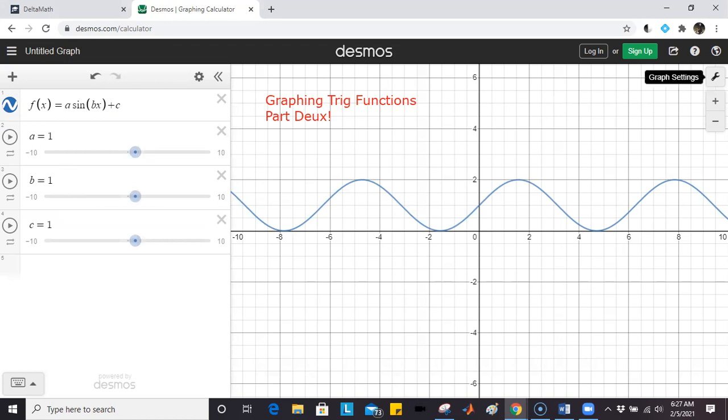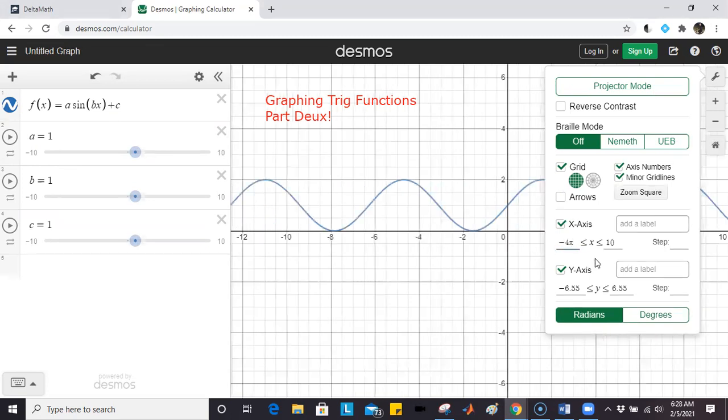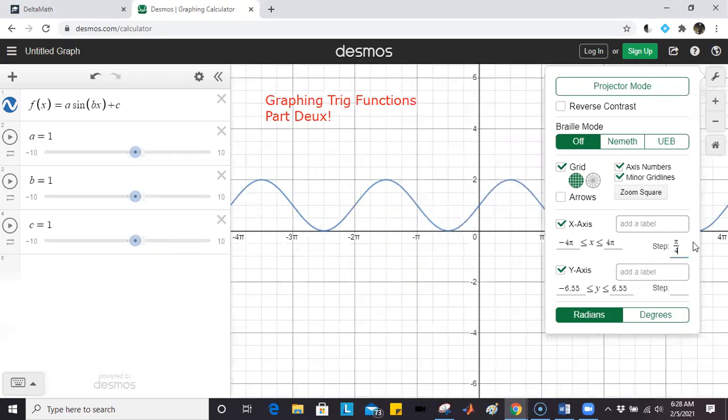Now let's go over here to the graph settings. Let's change our x-axis to be in terms of radians, which means we're going to go with the pies. So 2 pi would be a circle. So maybe we'll go to negative 4 pi. Give us a little bit more here. Go 4 pi. And let's say our step, let's do every 45 degrees or every pi over 4.